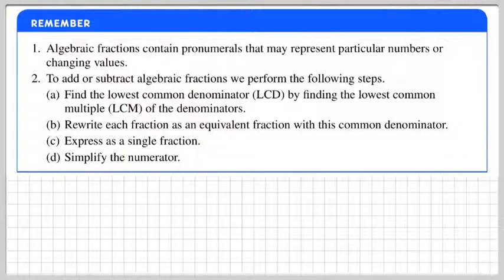So this is the little summary page here for algebraic fractions. What have we got there? Algebraic fractions contain pronumerals, which may represent particular numbers or changing values. That's the pronumerals. To add or subtract fractions, we perform the following steps. We find the lowest common denominator by finding the lowest common multiple of the denominators. We rewrite each fraction as an equivalent fraction with the same denominator. We express it as a simple fraction, and we simplify the numerator, just like we've been doing, okay?